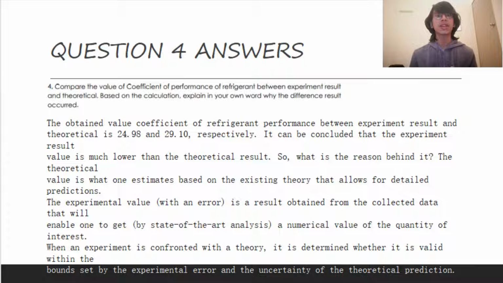The experimental value with an error is a result obtained from collected data that will enable one to get a numerical value of the quantity of interest. When an experiment is confronted with a theory, it is determined whether it is valid within the bounds set by the experimental error and the uncertainty of the theoretical prediction. So that is why. Moving on to the next question.